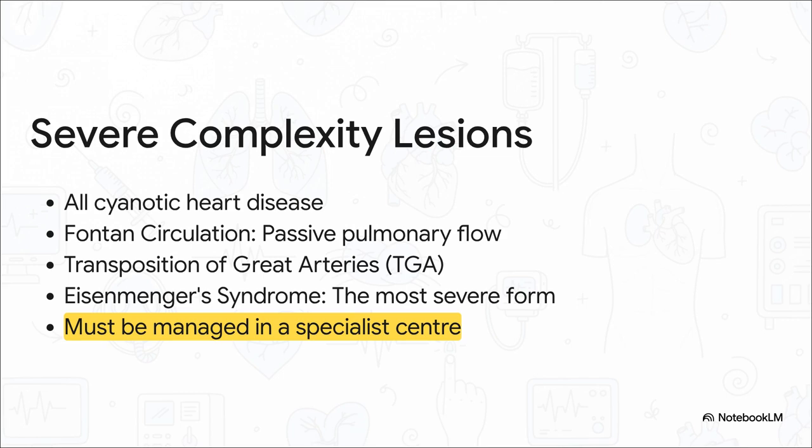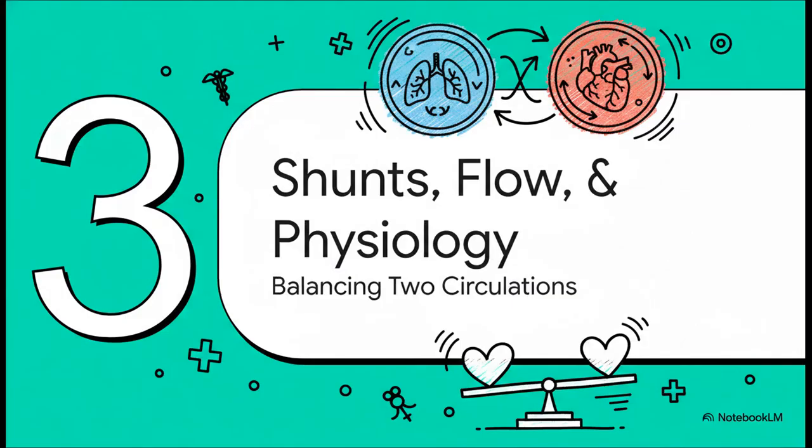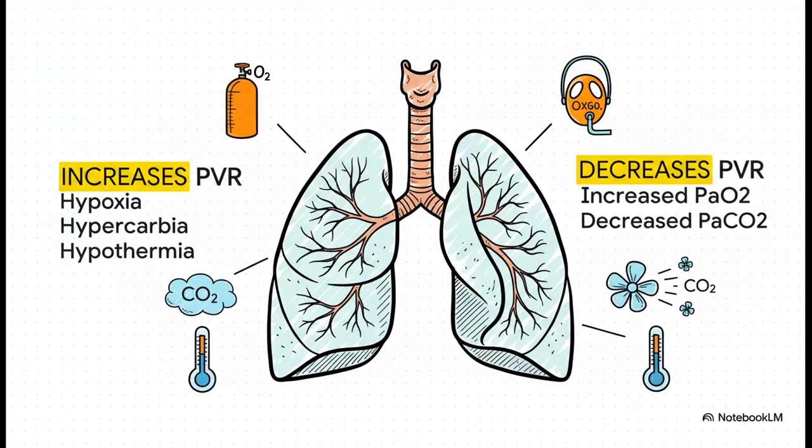Right. To anesthetize these patients safely, especially the ones with shunts, you have got to be on top of the physiology. It's all a balancing act between the lung circulation and the body's circulation. And this slide, this is your secret weapon. This shows you how to manage that balance. See, while our drugs often affect both circulations, it's our control over ventilation that gives us this amazing, specific tool to change the pulmonary vascular resistance, or PVR.